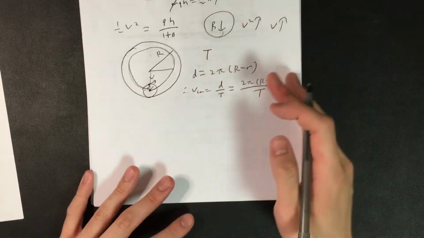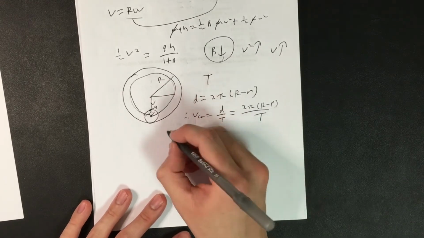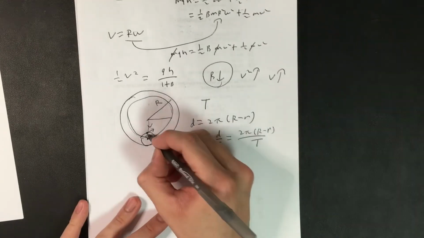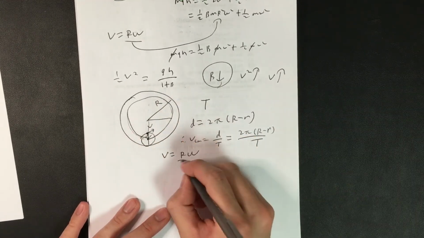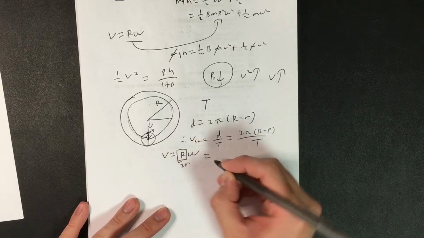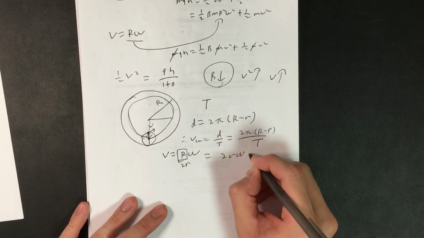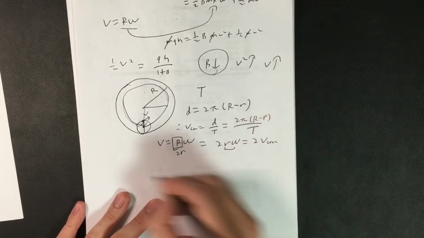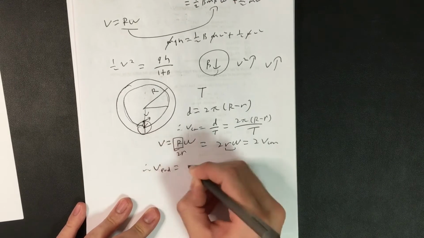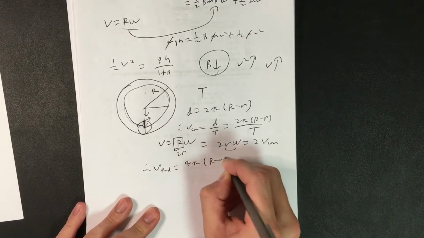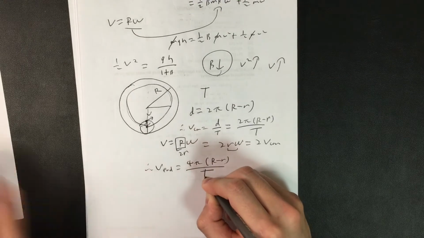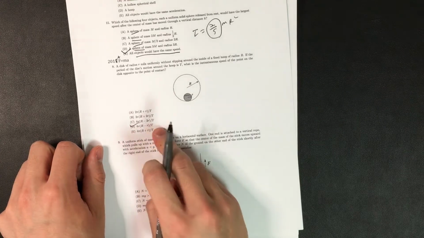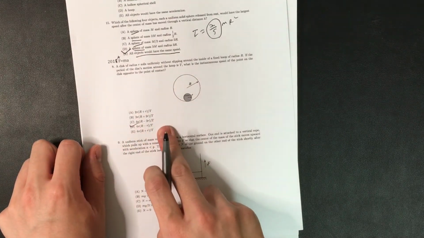Now, since this hoop is rolling, I can claim that V equals r omega. And at the opposite end, the r here equals 2r, in which this equals 2r times omega, which, since r omega equals V center of mass, is going to be 2 times V center of mass. Therefore, V at the end is going to be 4 pi times big R minus r over T. And looking at the answer, it seems like answer choice D matches my calculation.